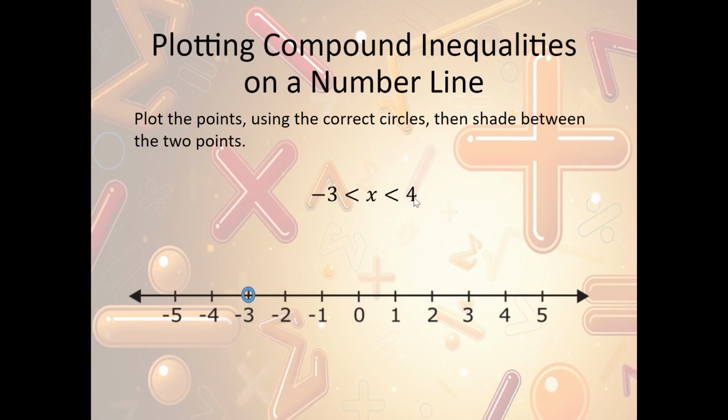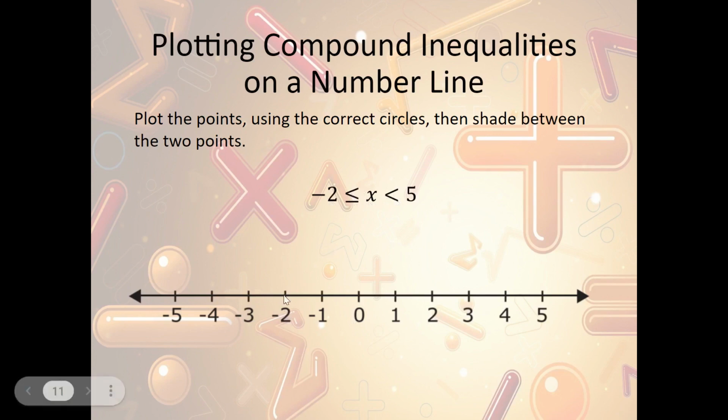Then we'll go to this one. We know we're going to have an open circle at 4 and check to see if they added anything extra. They didn't add anything extra, so we're going to leave it just like that. And we can see here that x is between those two numbers. So I'm going to shade everything between those two numbers here. And that's my compound inequality on the number line. Let's take a look at another example now. We have -2 is less than or equal to x is less than 5.